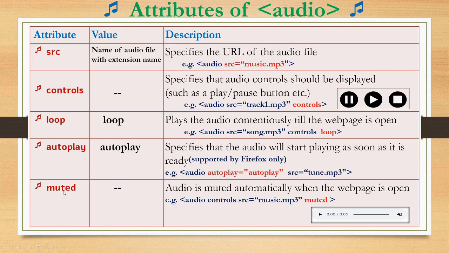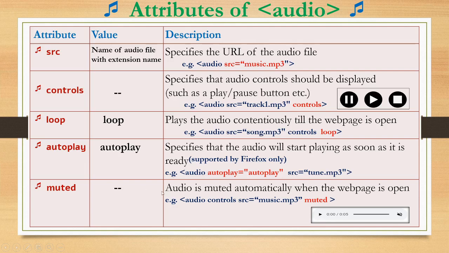And last is muted. The audio is at mute position. You can see here there is a cross sign on this sound symbol. If I give muted as an attribute, then whenever the web page is open, the audio file is in mute mode, and if the user wants to listen, then he or she will click on this play button.